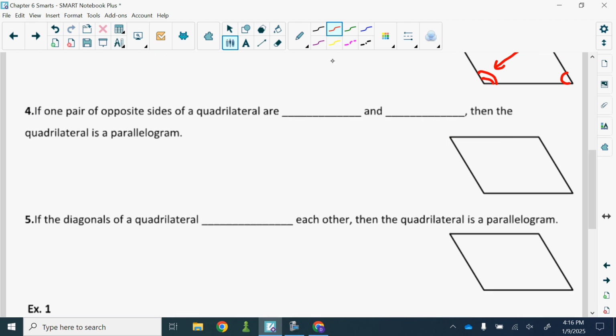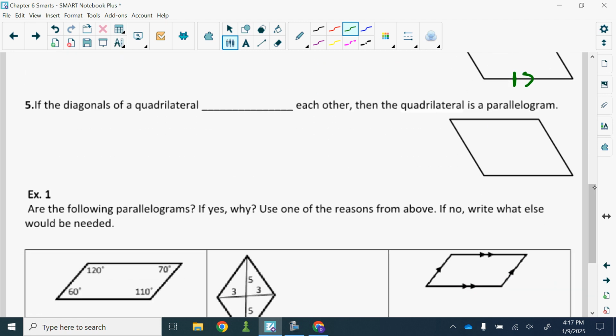Four, if one pair, so this is the only one where it only needs to be one pair, if one pair of sides of a quadrilateral are congruent and parallel, then the quadrilateral is a parallelogram. So if you have a parallel mark and a tick mark indicating that these opposite sides are congruent and parallel, then we can conclude that the entire quadrilateral is a parallelogram.